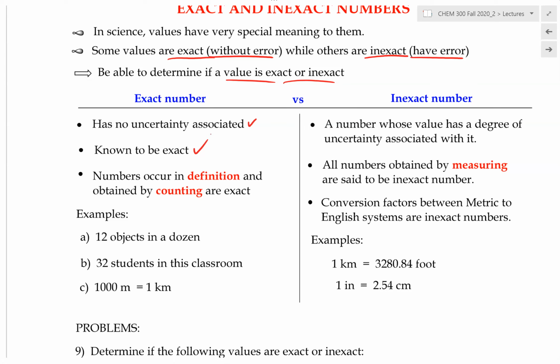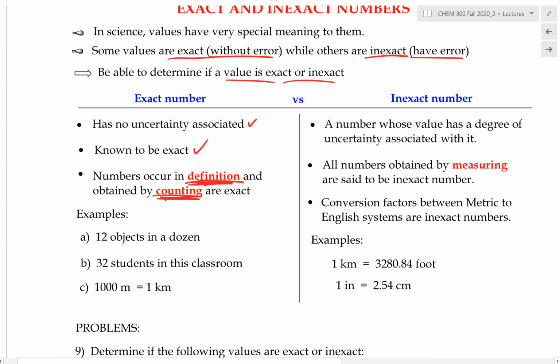Here it is. Numbers or values that occur or derive from definition are said to be exact values. And also, numbers or values obtained by counting are exact values as well. Because when we count something, it can only be that number, right? But not more or less. When we count, there are 5 people in this room right here, then there's exactly 5 people in there. So this is why it is an exact value if the value is obtained by counting.